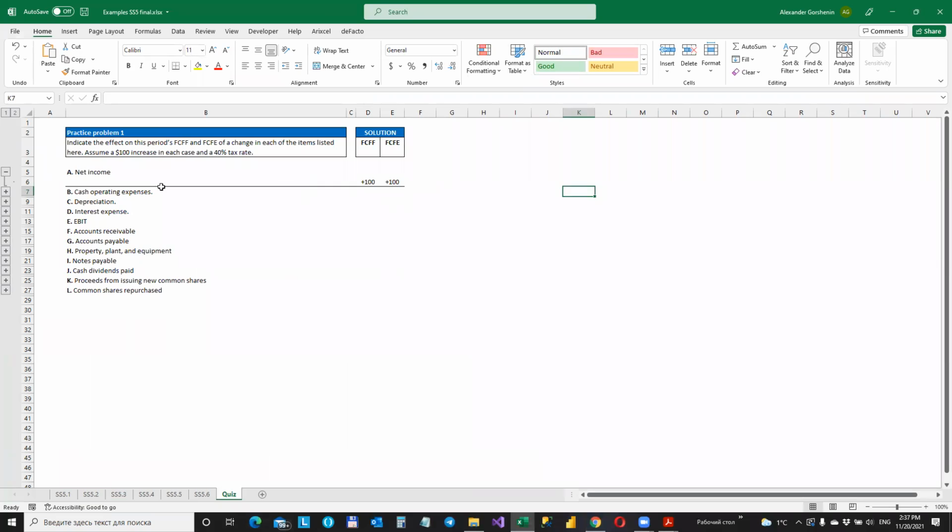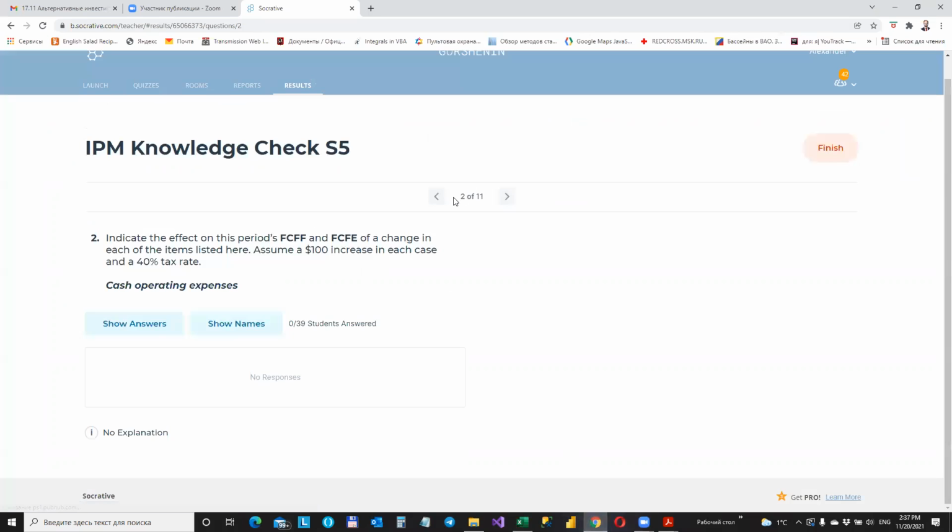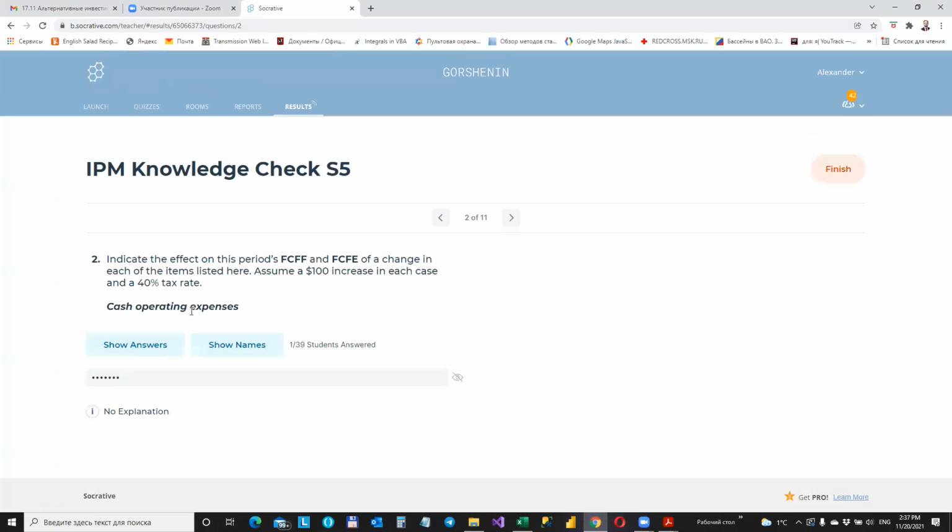Oh, yes, because net income has a direct impact on calculating free cash flow to the firm and free cash flow to the equity. So an increase in net income by 100 leads to an increase of all these financial cash flow projections by 100. Okay, no problem. Let's move to the next question. So I will do switching between the answers and your answers. No problem. Yeah. Now we have an increase by 100 in cash operating expenses.